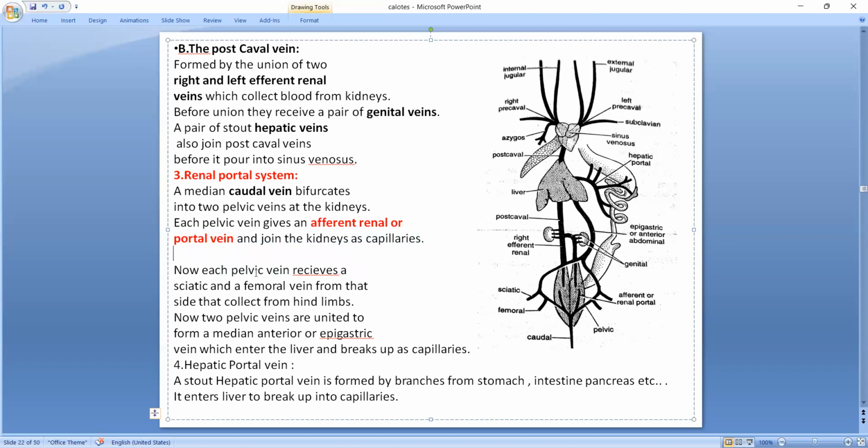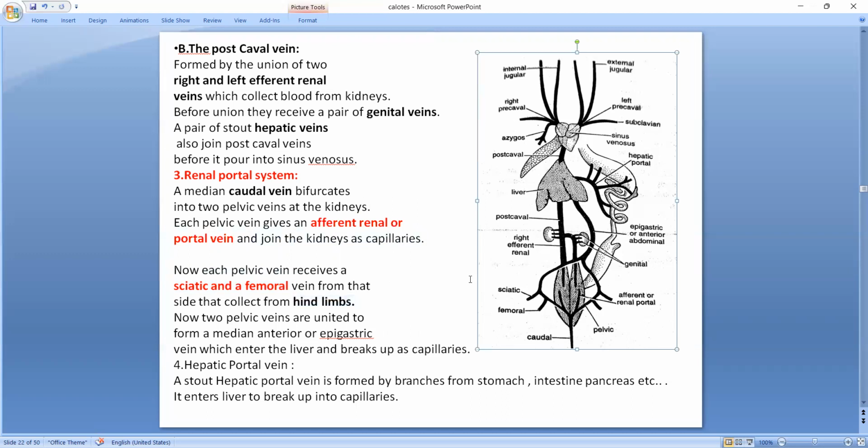So that's all. Now each pelvic vein receives a sciatic and a femoral vein from that side that collect blood from the hind limbs. The sciatic and femoral veins, coming from the right limb and the left limb, collect deoxygenated blood, and they join with the respective pelvic veins of that side.